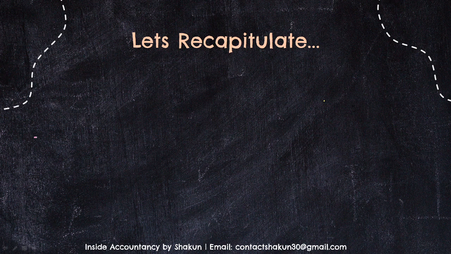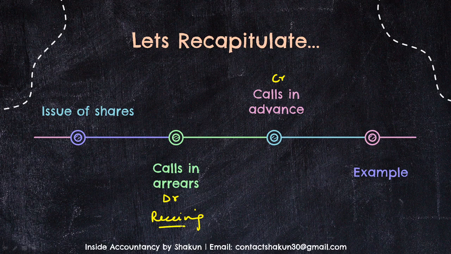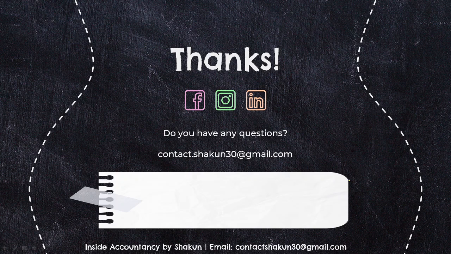So I hope everything is clear to you. We've talked about the calls in arrears and calls in advance. Calls in arrears are always debited and calls in advance is always credited. And both are done in the receiving entry. So whenever there is a receiving entry and you've not received some money, you will debit it to calls in arrears. And whenever in the receiving entry you've received some money for the stage which has not yet been called, that will be calls in advance, right? So I hope this is clear to everybody.